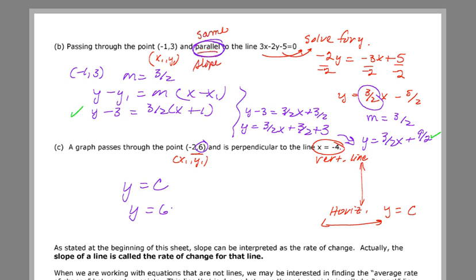And that's all we can do with that. It's just a horizontal line that occurs at the y value of 6. That was pretty easy if we recognize vertical and horizontal lines.